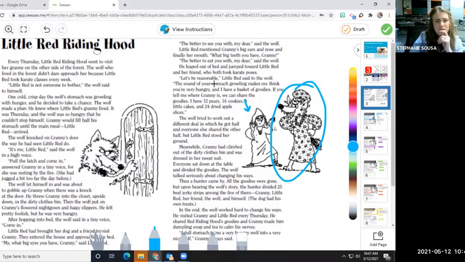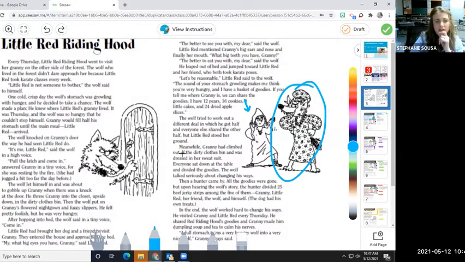"The sound of your stomach growling makes me think you're very hungry, and I have a basket of goodies. If you tell me where Granny is, we can share the goodies. I have 12 pears, 16 cookies, 8 little cakes, and 24 dried apple slices." The wolf tried to work out a different deal in which he got half and everyone else shared the other half, but Little Red stood her ground.